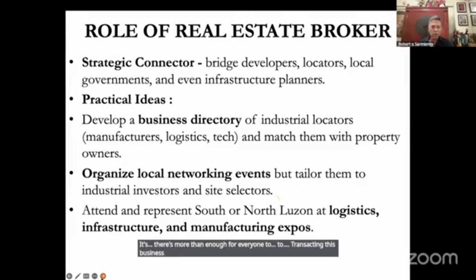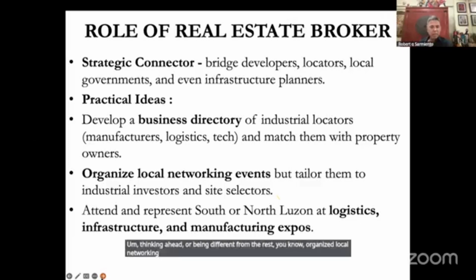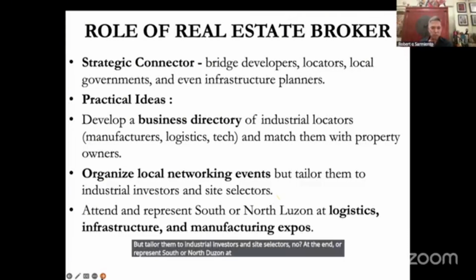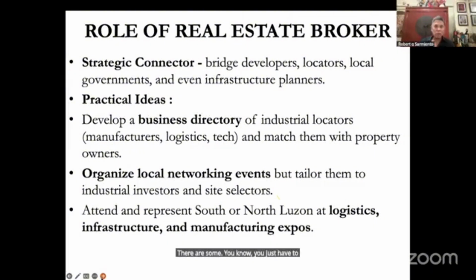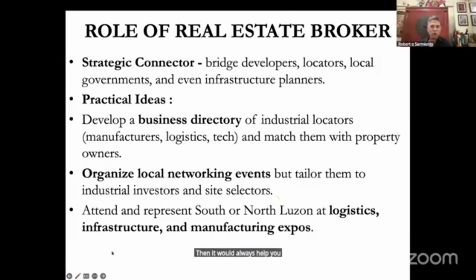No? And then, of course, this kind of really thinking ahead or being different from the rest, organize local networking events, but tailor them to industrial investors and site selectors. No? Attend or represent South or North Luzon at logistics, infrastructure, manufacturing expos, if there is one. There are some. You just have to be aware, get involved with the associations. Feel yourself, and again, if you're not researching, looking for these clients or these sectors, studying them, then it will always help you expand your portfolio. Next slide.